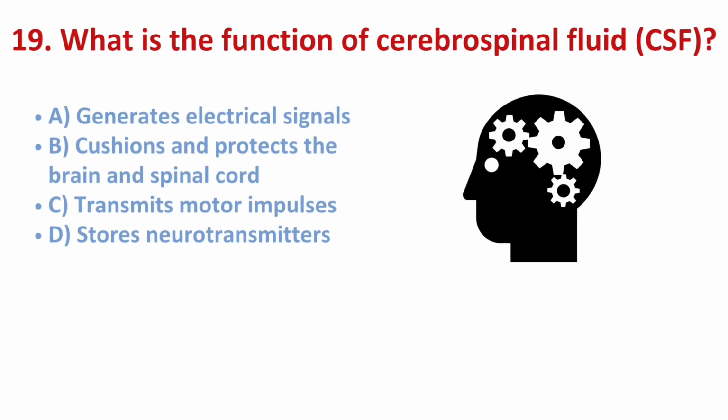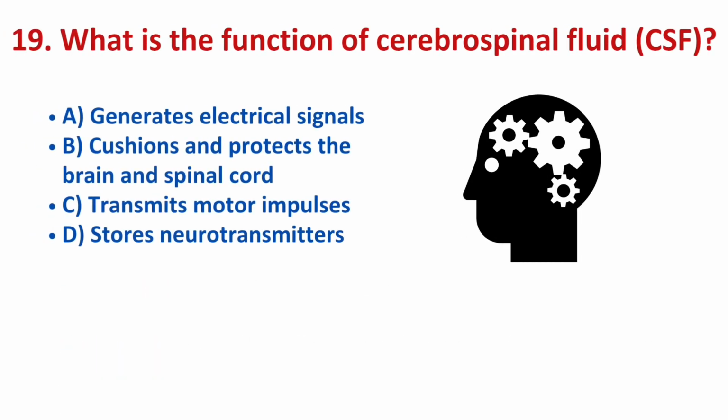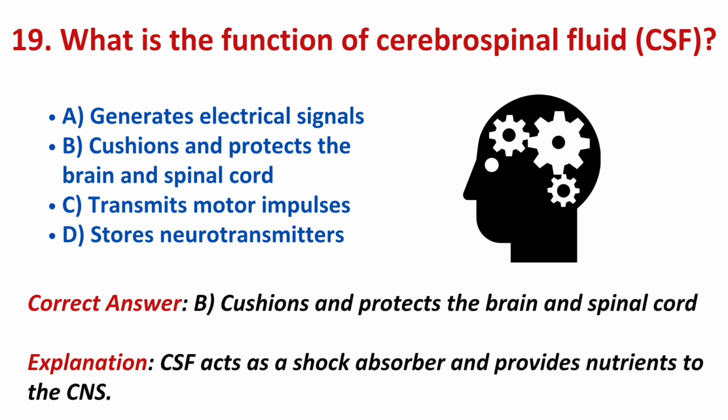Question number 19. What is the function of cerebrospinal fluid, CSF? Options: generate electrical signals, cushion and protect the brain and spinal cord, transmit motor impulses, and store neurotransmitters. And the correct answer is option B, cushion and protect the brain and spinal cord. CSF acts as a shock absorber and provides nutrients to the central nervous system. So the correct answer is option B.